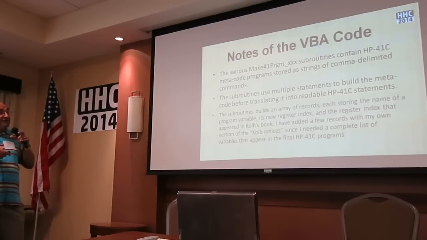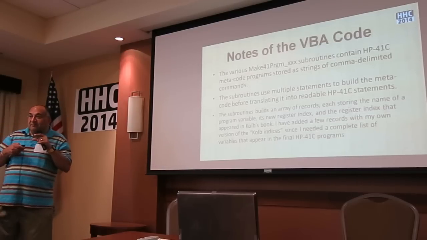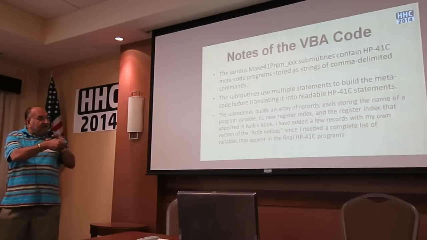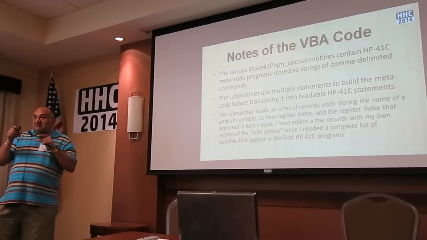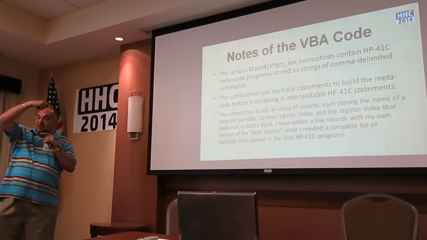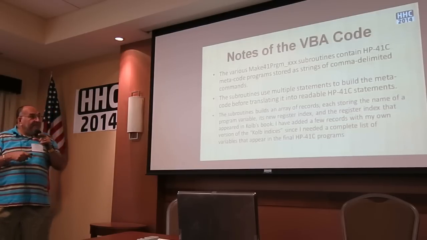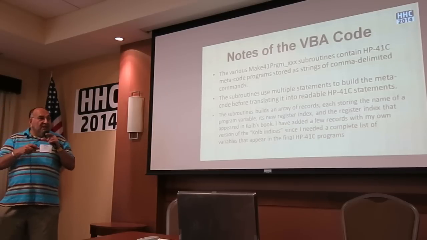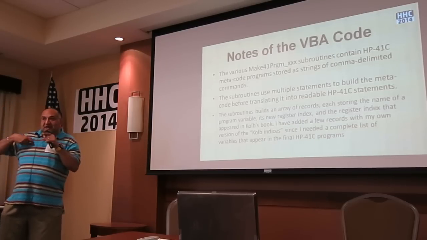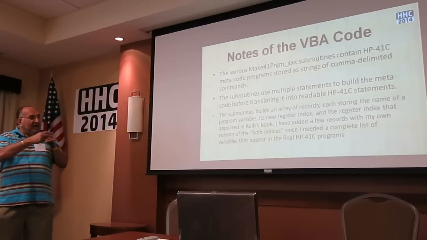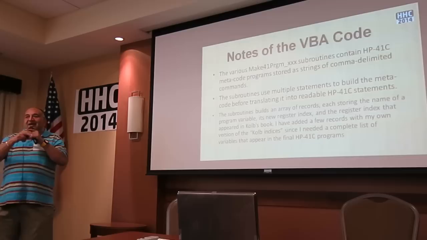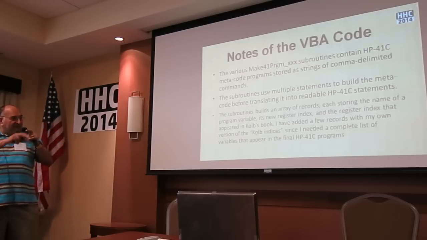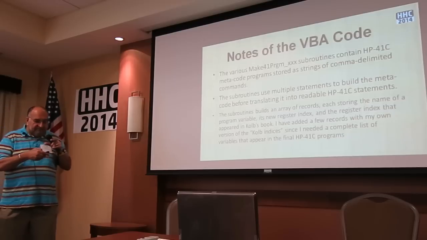The subroutine first builds an array of records, and each record stores the name of the variable, the new register index, that's the one you saw in the spreadsheet that you specify, and then the registers that appeared in Kolb's book. Now, of course, because I have to write a complete program, I had to add Kolb-like indices, or a la Kolb indices, to make it more complete.